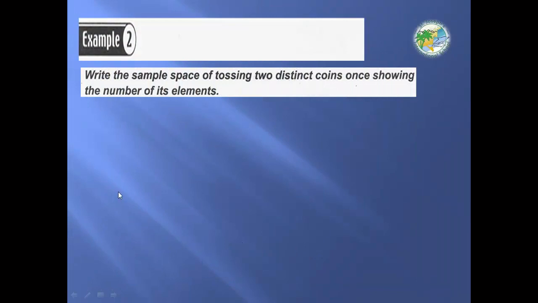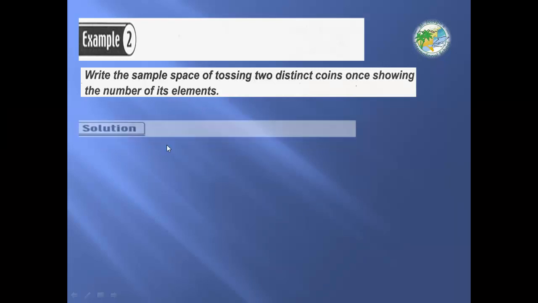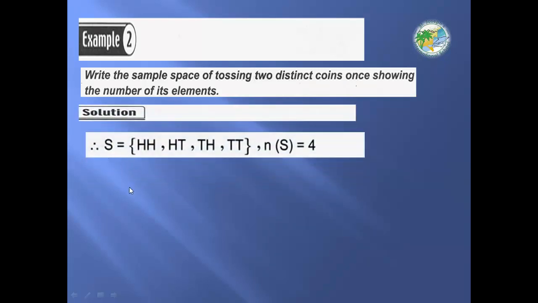For example, write the sample space of tossing two distinct coins, showing the number of its elements. Solution. If we toss the coins, what are the possible faces we can see? Head head, head tail, tail head, or tail tail. Then the number of the sample space equals 4.